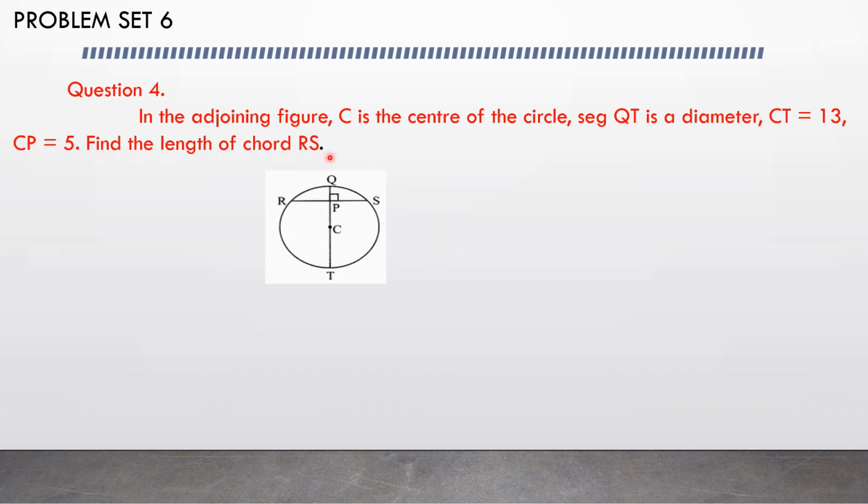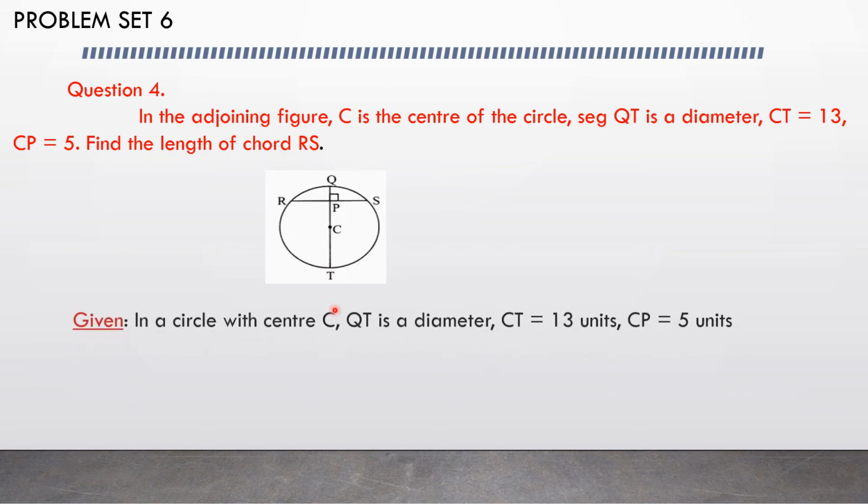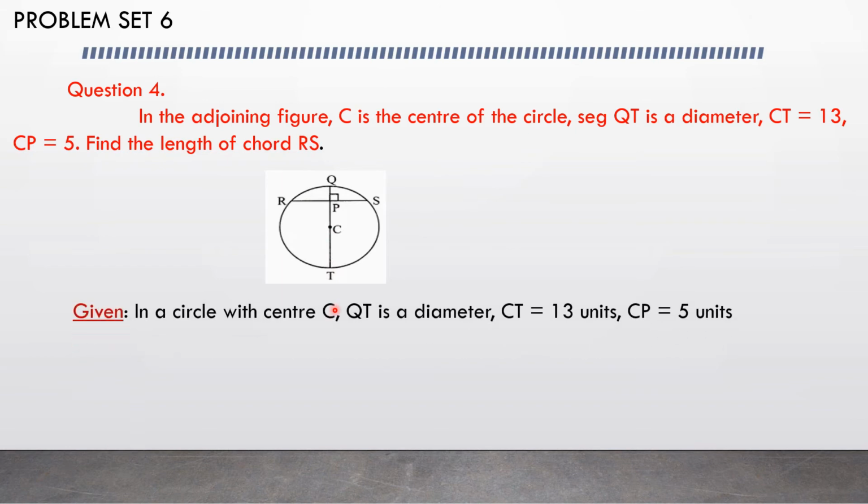Figure is already given. In this figure, we have to find length of RS and CT is equal to 13, that is the radius. And first write given. In a circle with the center C and QT is a diameter and CT is 13 units and CP is equal to 5 units. And to find length of chord RS.